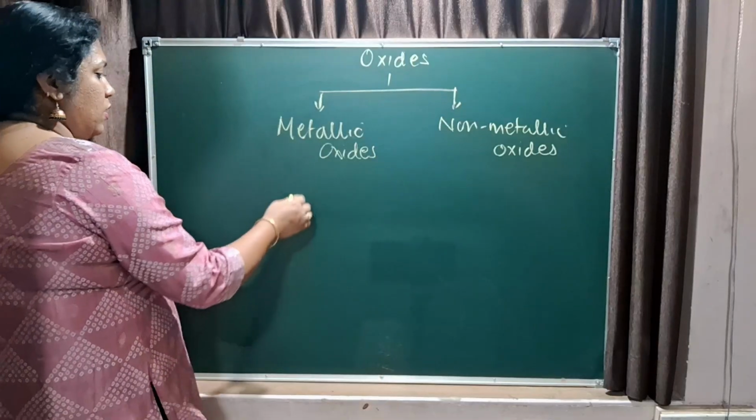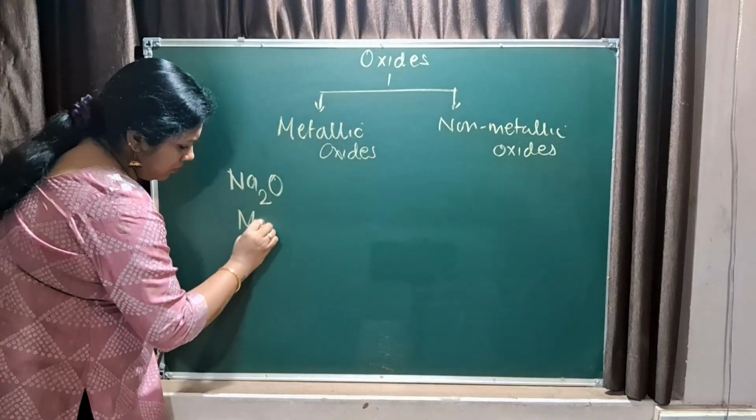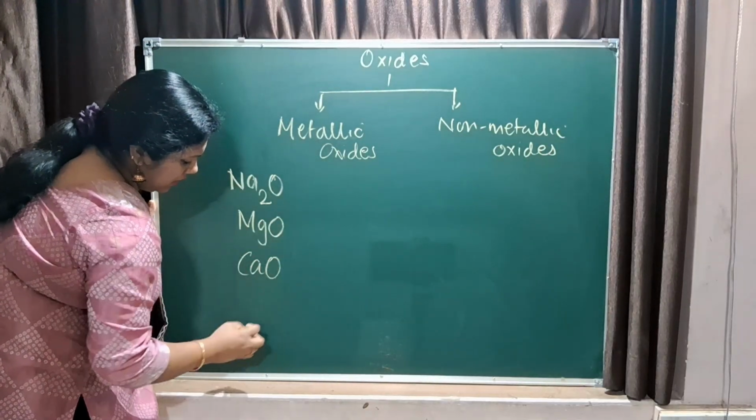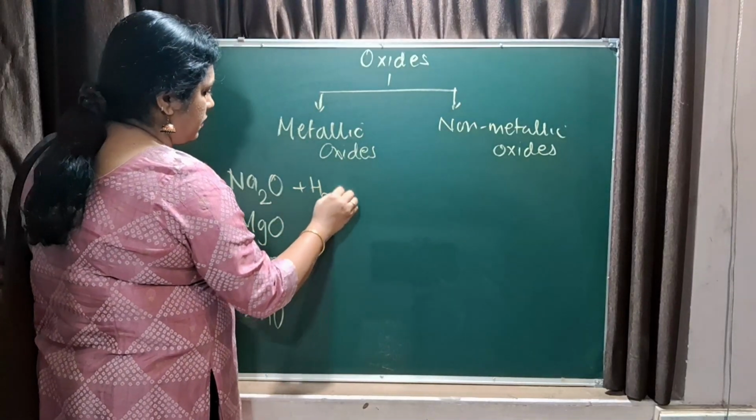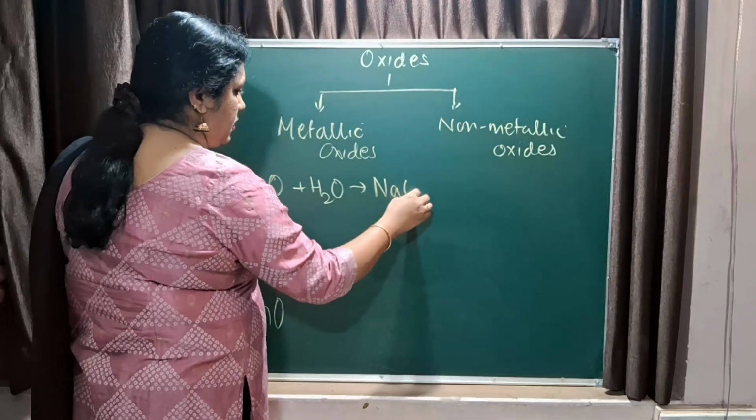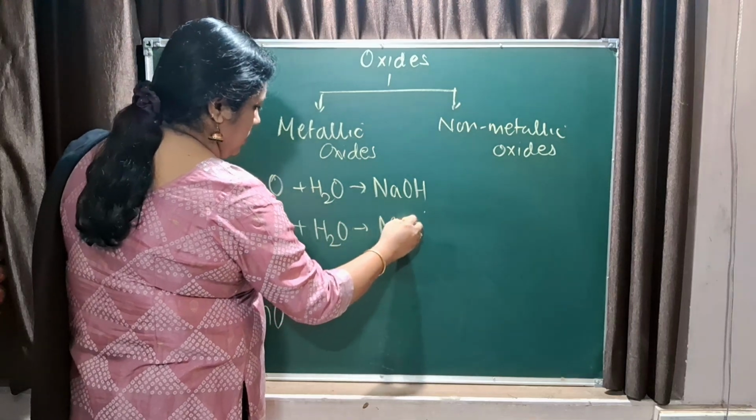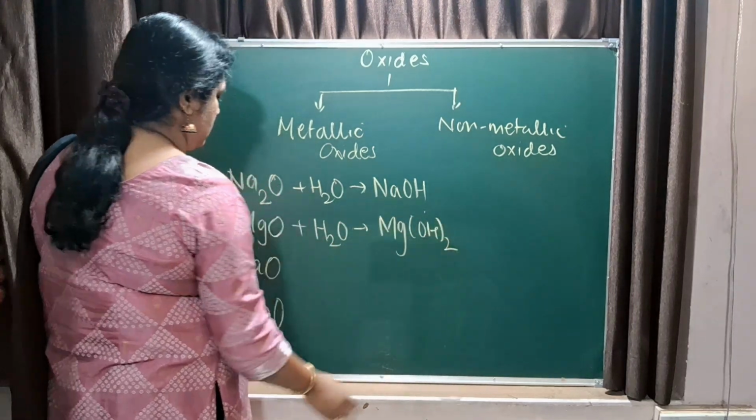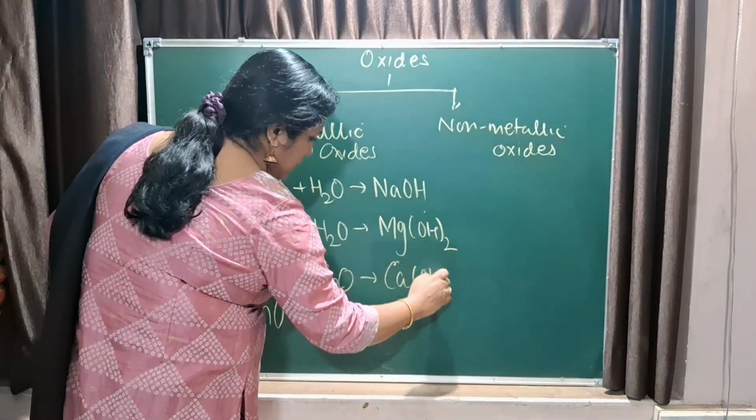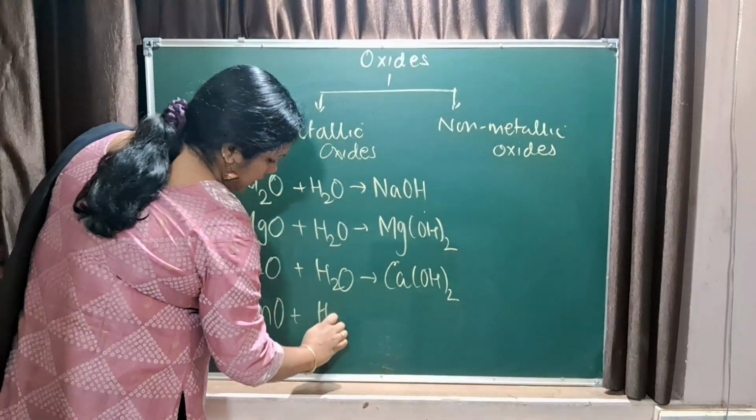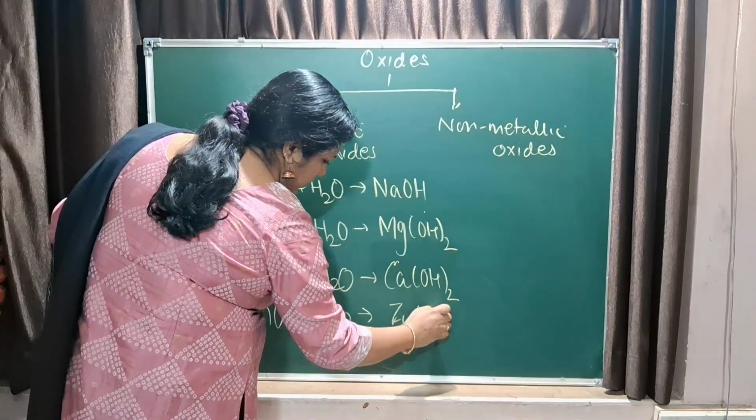Right. So when you talk about the metallic oxides like Na2O, MgO, calcium oxide, you can have zinc oxide. When these react with water, you have the formation of bases: NaOH, Mg(OH)2, right? Then you have calcium hydroxide, and similarly you have zinc hydroxide or copper hydroxide. Whichever metal you use, you have the formation of that hydroxide.